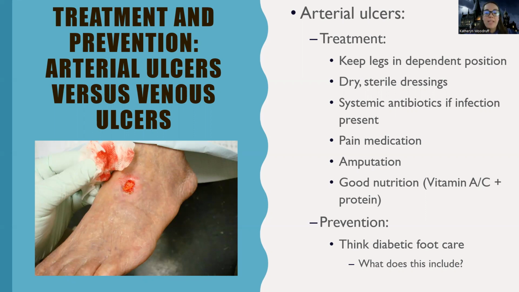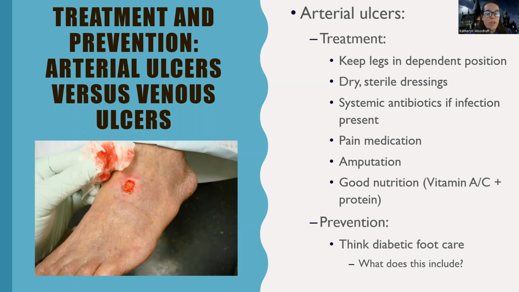They may need systemic antibiotics and lots of pain medications. Patients with arterial problems are going to have a much higher risk of needing an amputation, because remember, amputation happens when you don't have flow. The wounds can't heal because there's no oxygen. Tissue literally starts to die. So that's why they're more prone to amputation.